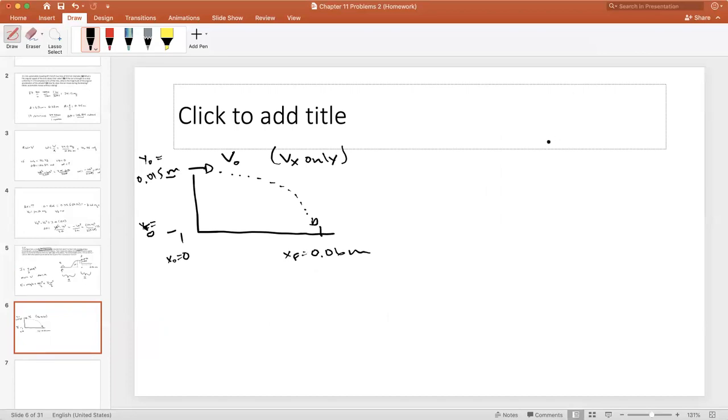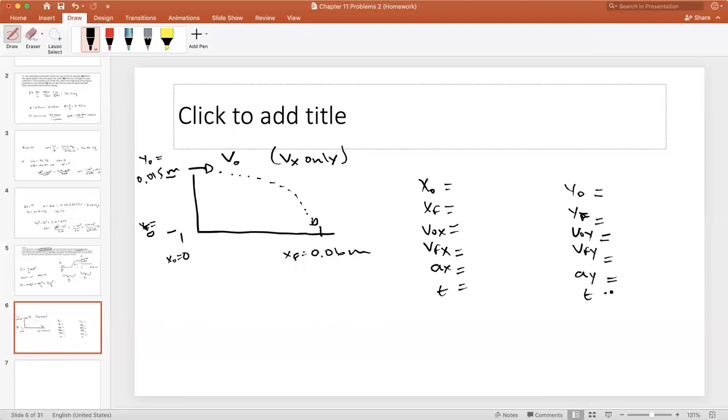And as we did way back for week 3 or whatever it is, recall that when you do projectile motion, you simply list X initial, X final, V initial of X, V final of X, although these 2 things are the same, A of x, t, y initial, y final, v naught of y, v final of y, a of y, and t. So we know a few of these things, and we want a few of these things. And there's a few of them that we don't care about.